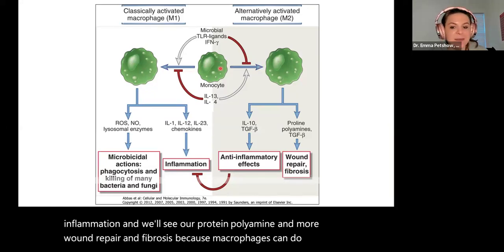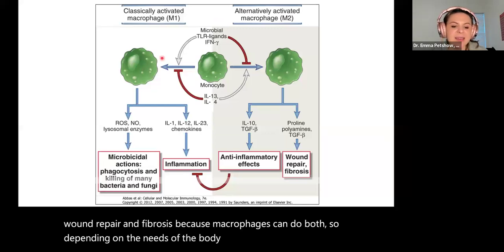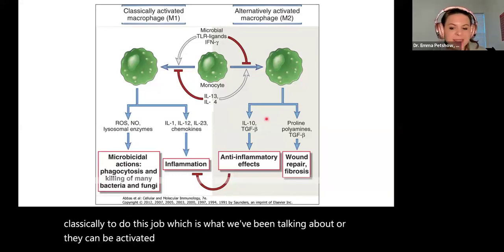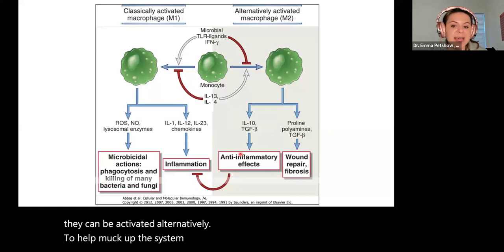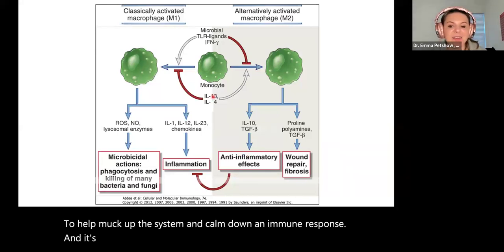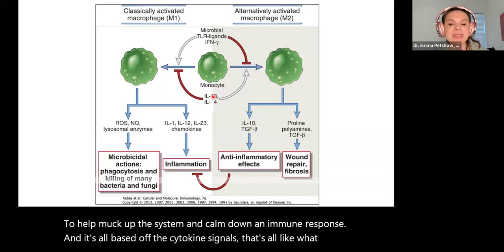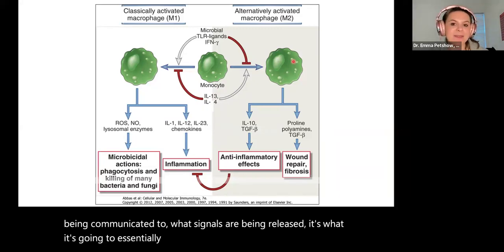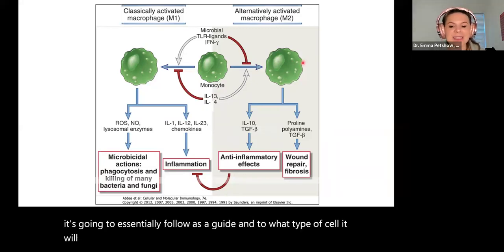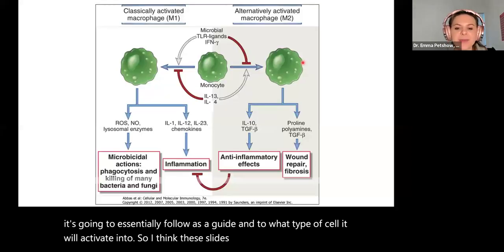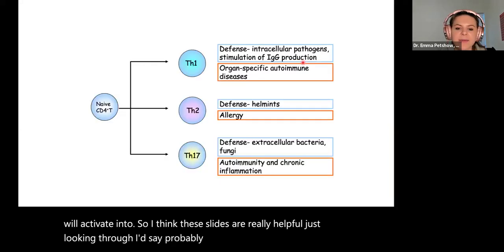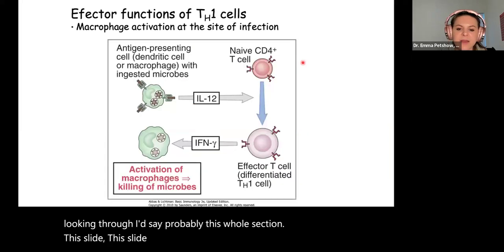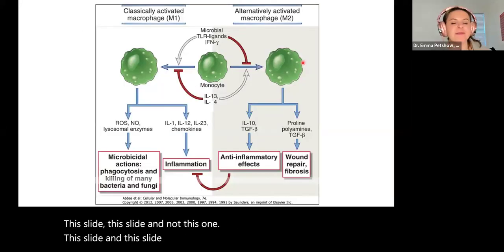So depending on the needs of the body, they'll either be activated classically to do this job, which is what we've been talking about, or they can be activated alternatively to help clean up the system and calm down an immune response. And it's all based off of the cytokine signals. What signals are being released is what it's going to essentially follow as a guide to what type of cell it will activate into. So I think these slides are really helpful, probably this whole section. This slide, and not this one. This slide and this slide, just to understand these different activation pathways that are present.